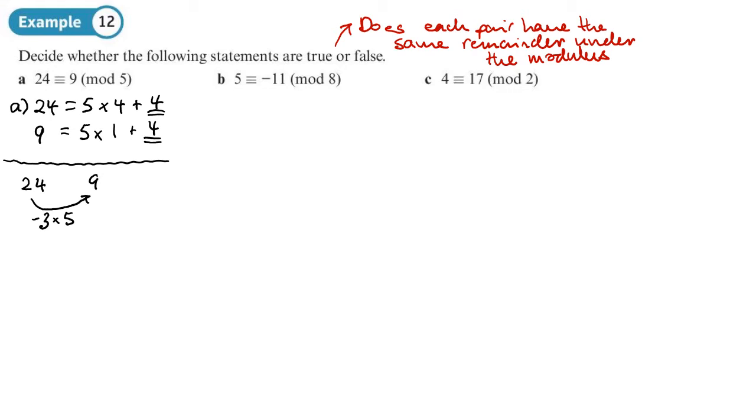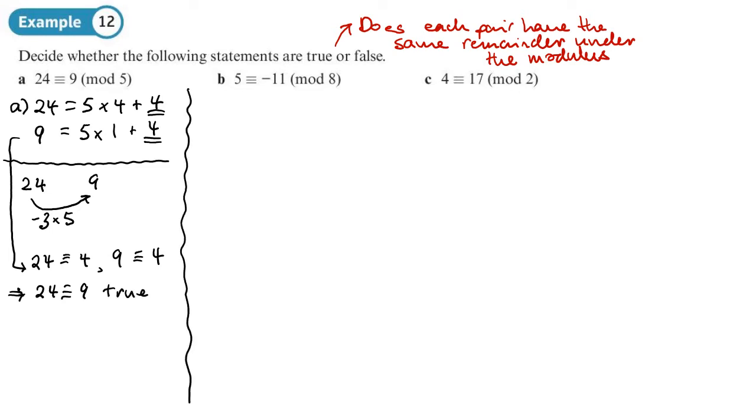So if I was writing this question, I might do it this way. I would write 24 is congruent to 4, 9 is congruent to 4, therefore 24 is congruent to 9. So this statement is true. And we'll do the others in a similar way.